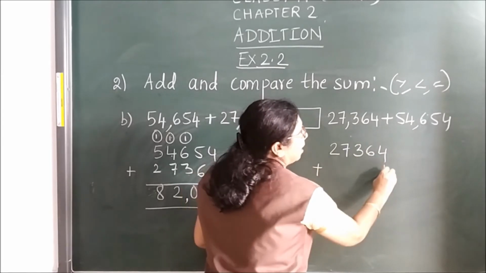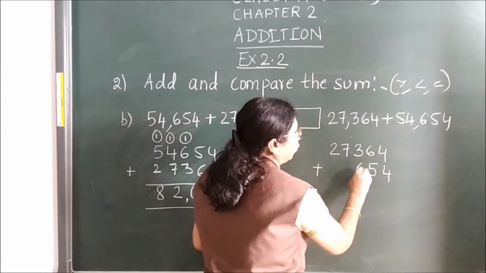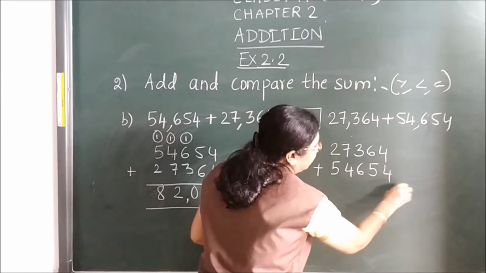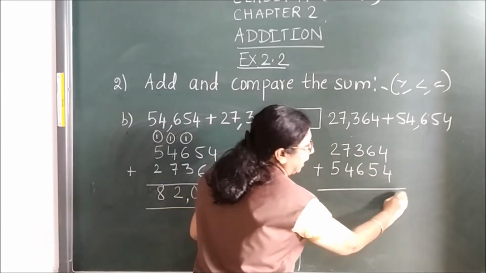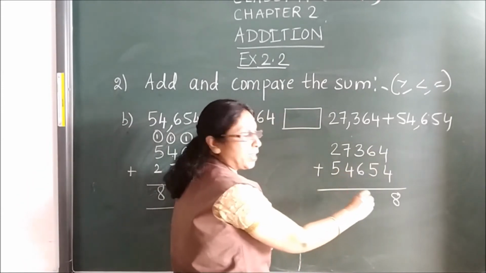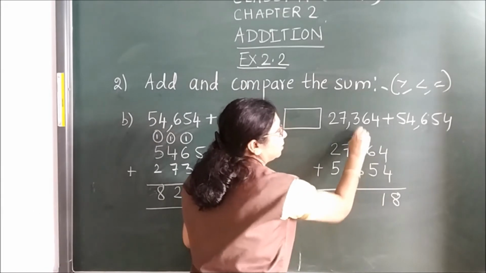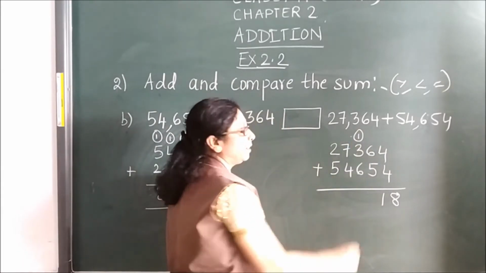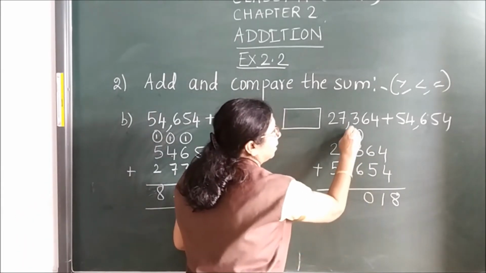Add. Start writing from the right. Move to the left. Then add. 4 plus 4, 8. 6 plus 5, 11. 6 plus 3, 9. 9 plus 1, 10.